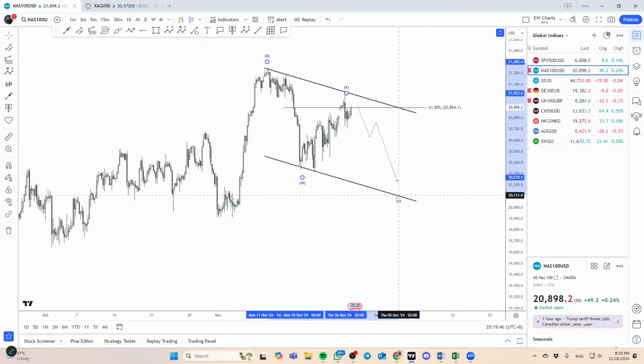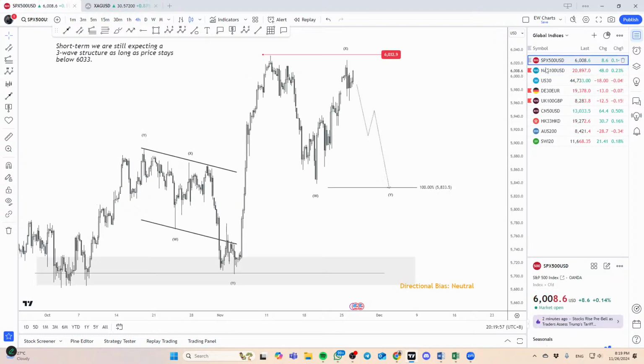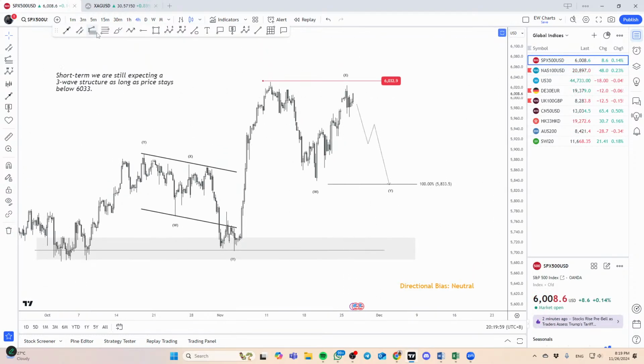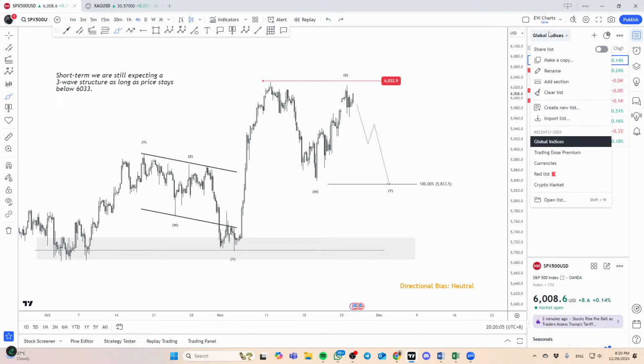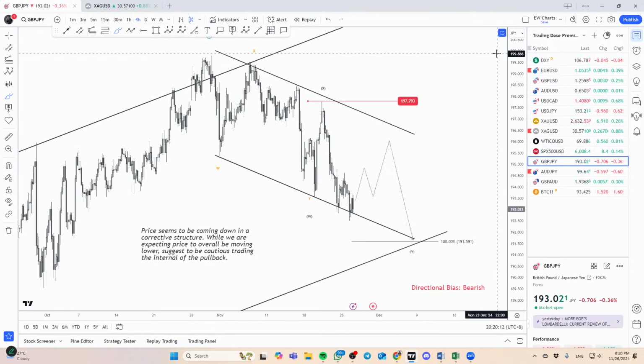if you're looking at the US market and looking for opportunities to sell, right? Then the NASDAQ seems to be structurally a little bit easier to manage as compared to the S&P, because the S&P here may actually break that high before coming down. Okay, so if you are looking at the S&P, then my personal take is neutral right now.